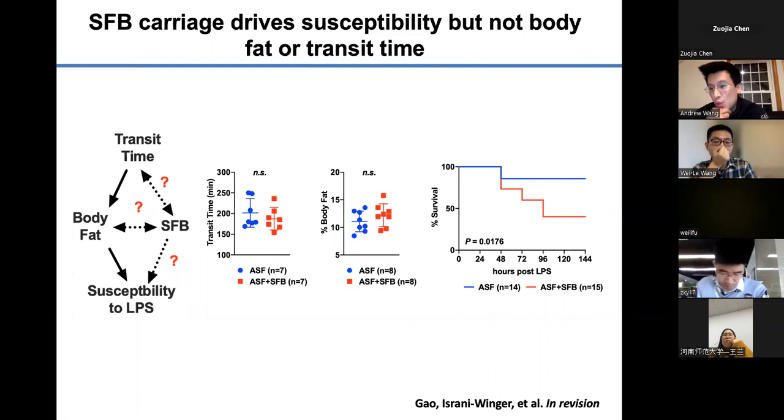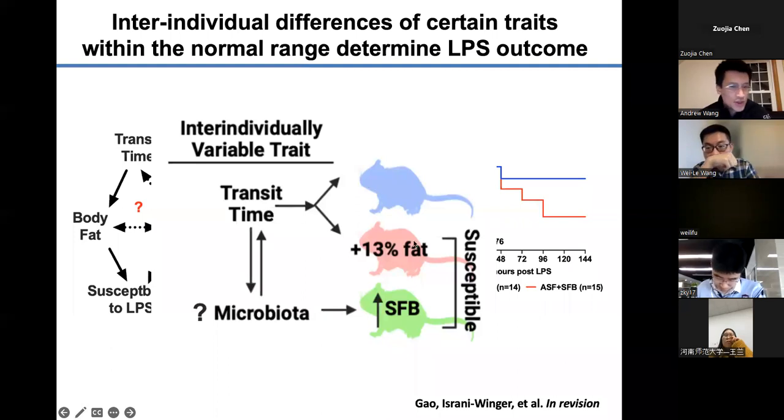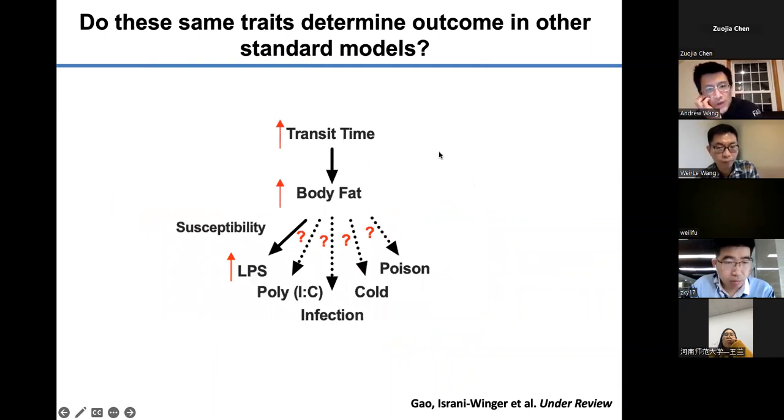making inflammation worse. But this essentially led us to the conclusion, it would have been much nicer if random acquisition of SFB was in fact driving all these phenotypes, but that there probably was a third group of animals where if they had slightly higher carriage of SFB, they would also be more susceptible. This link between microbiota and transit time, we could not in the end experimentally validate.